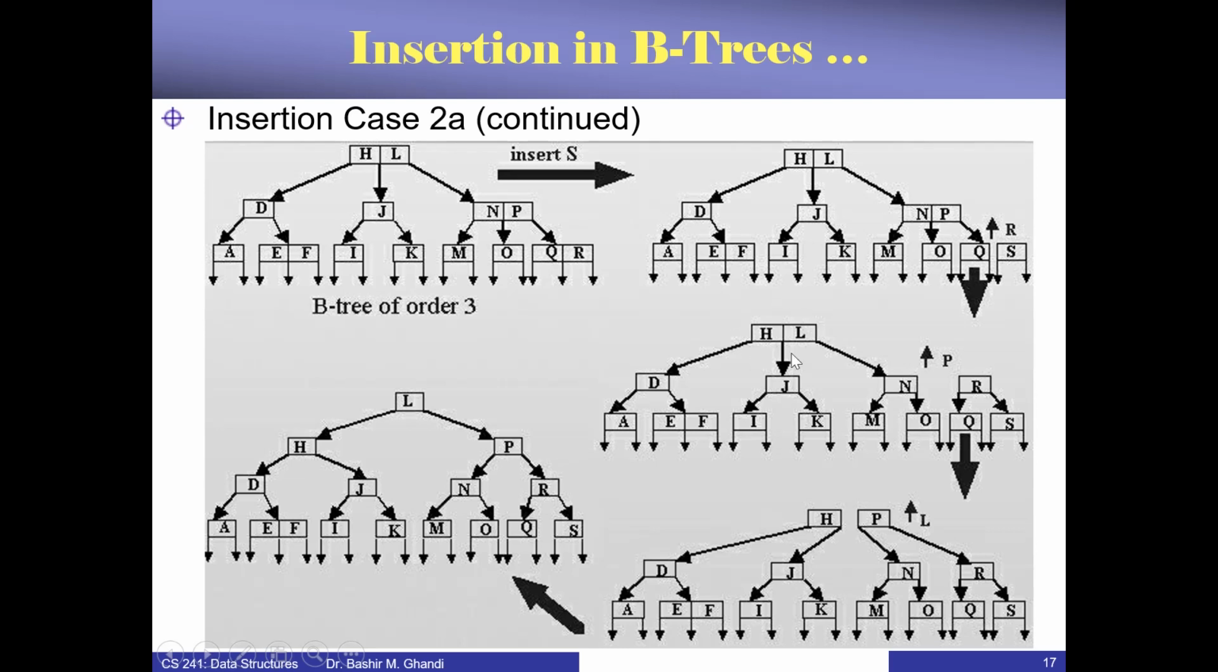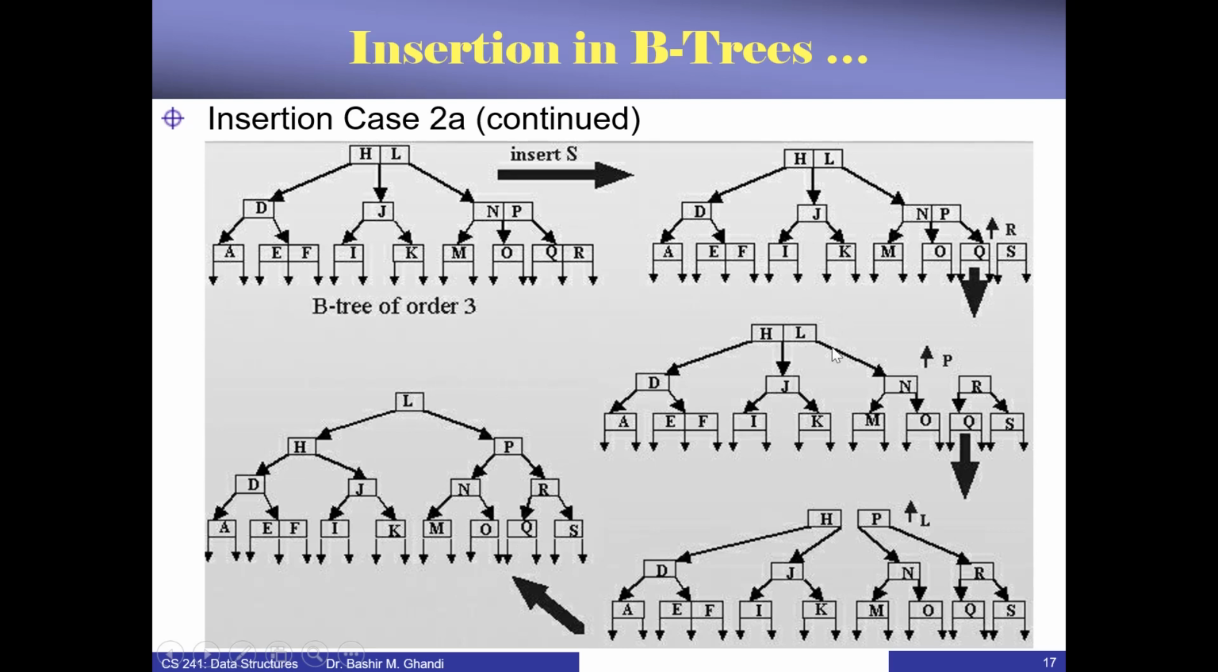But the parent is also full. So what do we do? Again, you have to split. You will have H on one side, and the P that just came up will be the one on the left. So it will be the parent of the R and the N. And the middle L will try to go up. So actually, we are creating a new root with only L at the very top here. This is the tree that you're going to get after this insertion.